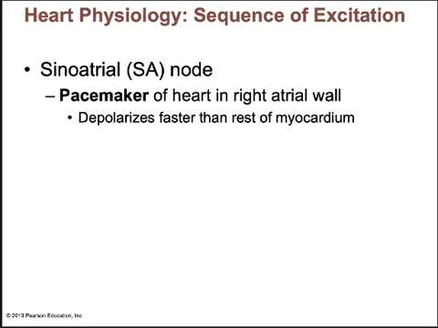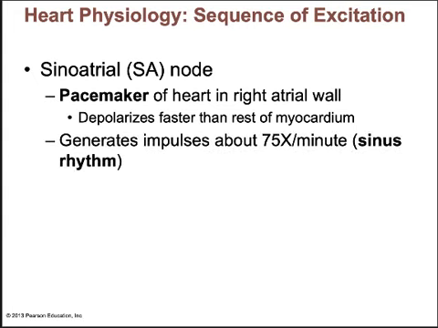The SA node is the heart's pacemaker because it has the fastest rate of depolarization. It generates impulses about 75 times per minute, which we call our sinus rhythm, but remember that that's a result not only of the intrinsic depolarizing rate of the SA node, but the effect of the parasympathetic division of the autonomic nervous system on these cells in the SA node. So that's influence from the vagus nerve. If the vagus nerve were to be cut, this rate would kick up to about 100 times a minute.